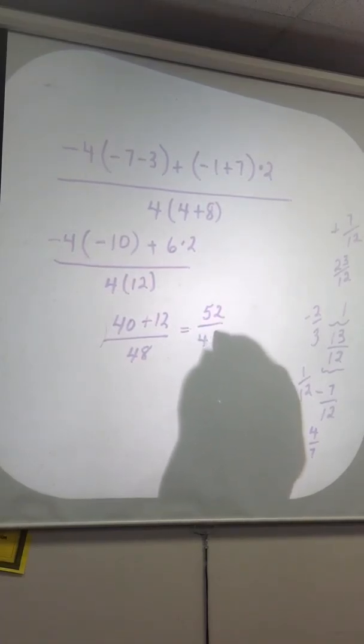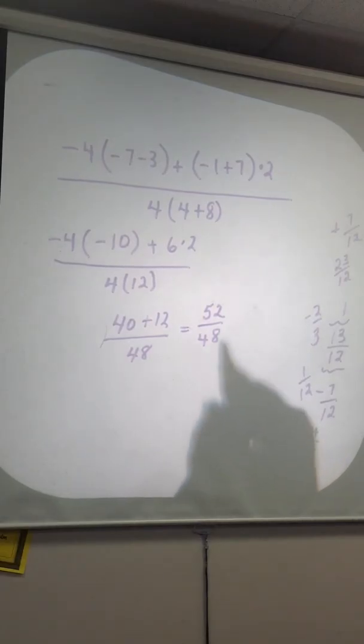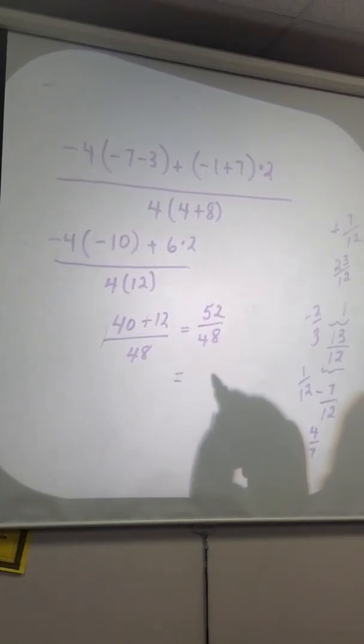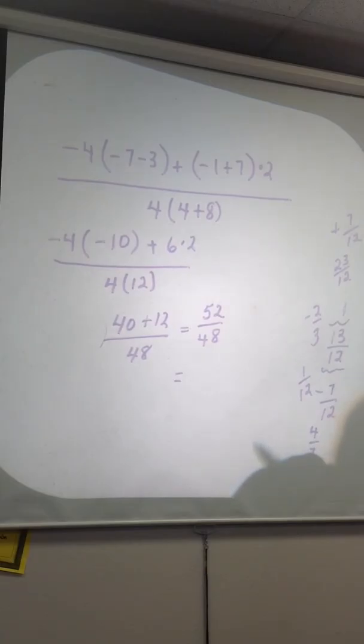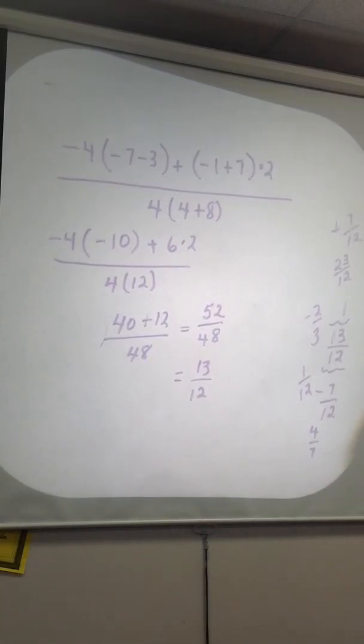Over 48. Okay. So let's see, 2 goes into both of them, right? Yep. 4 does. 4 goes into both of them. Oh, that's nice. It'll go in here 12 times, so it must go in there 13 times. It's going to be 13 over 12.